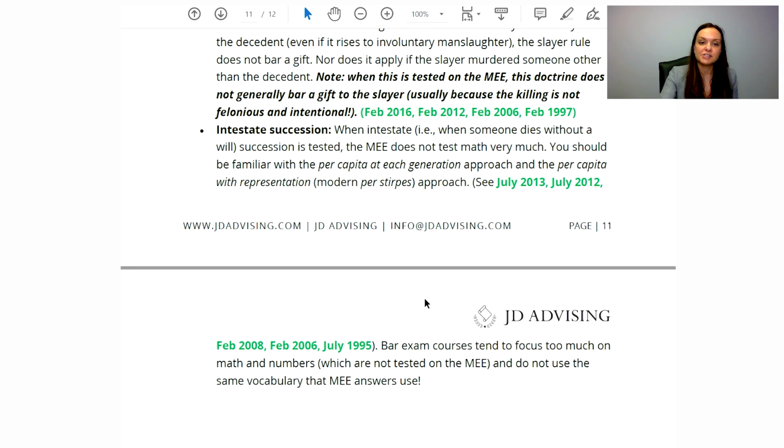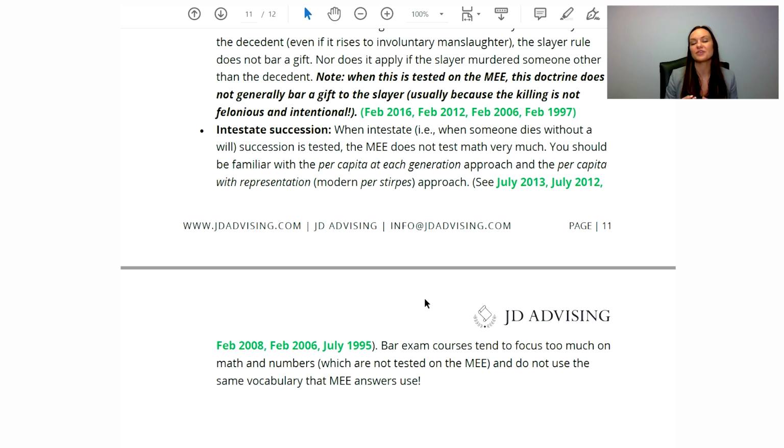And then intestacy, just to touch on this briefly, this is when someone dies without a will, or if they die with a will, but it doesn't dispose of all of their assets. It's basically when the law steps up and tells us who gets what. And there are different approaches, but the one thing I want to tell you is that the MEE isn't treating this like a math problem.